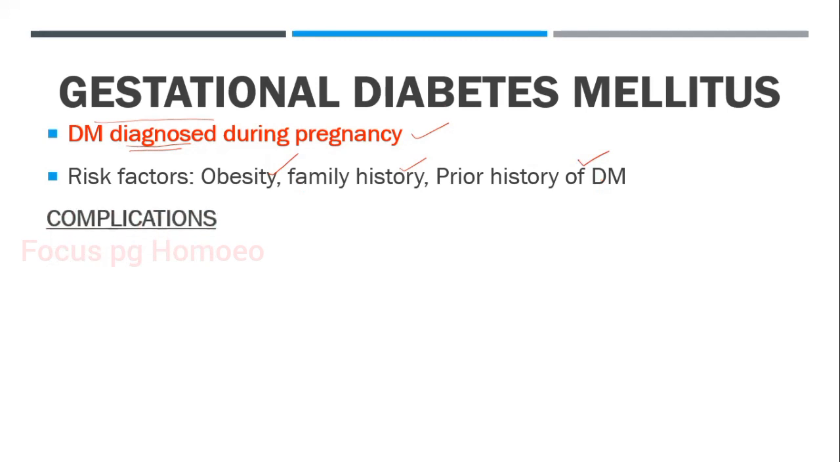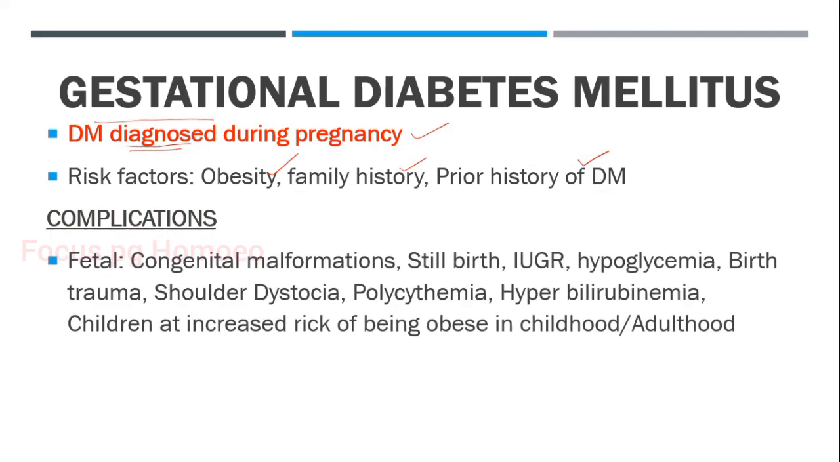Now, what are the complications of gestational diabetes mellitus? Fetal complications are congenital malformation, stillbirth of the fetus, intrauterine growth retardation, hypoglycemia, birth trauma, shoulder dystocia, this will be discussed, polycythemia, hyperbilirubinemia. Children are at high risk of being obese in childhood or adulthood. That means a woman who has given birth to a child who was diagnosed with gestational diabetes, that child has a high risk of becoming obese in childhood or adulthood, and also a high risk of suffering from diabetes in the future.